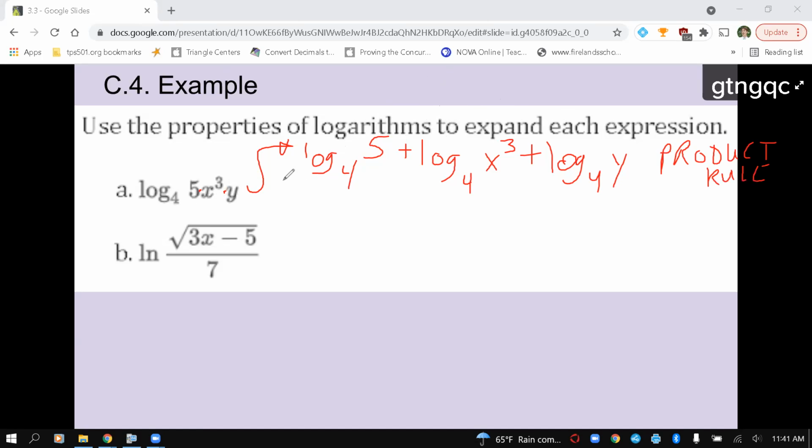All right, step 2 is the power rule. I have 1 power, there's 3. What can I do with that power? Move it in front. So we get log base 4 of 5 plus 3 times log base 4 of x plus log base 4 of y.